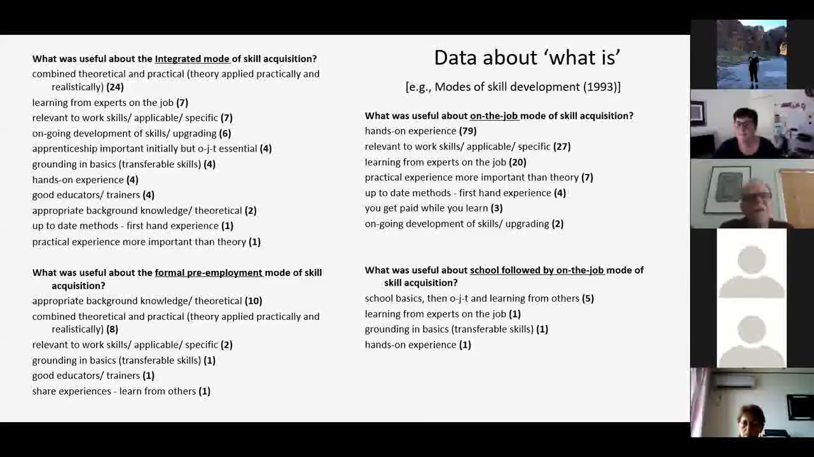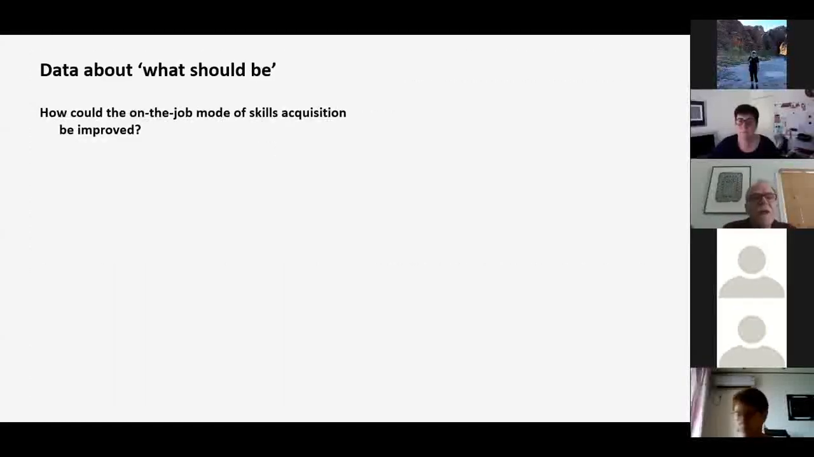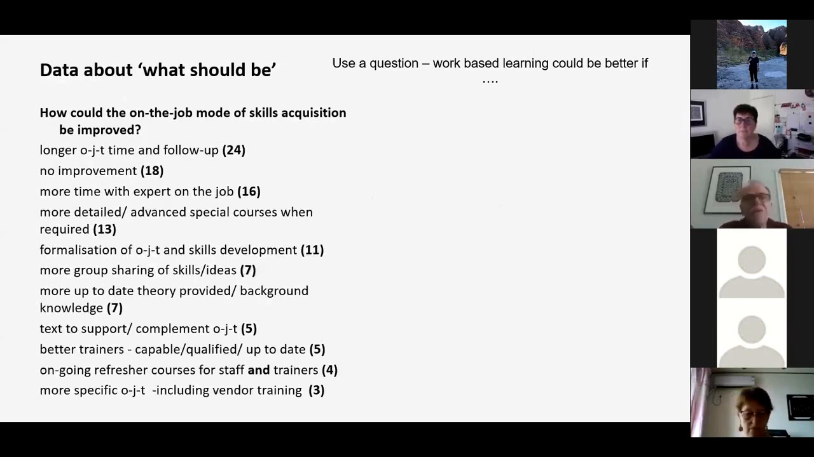So you get these responses, and you know that some are more important than others. However, it's also important to remember that even though some of the frequencies are low, they might be particularly important for particular kinds of learners or for particular kinds of learning. So then I gathered some data about the speculative stuff. How should a particular mode be improved? And this one is the on-the-job one. You'll see here there's a list of responses, and some are valued more than others. For instance, the second one there, where people say, look, it's so good, there's no improvement. You get that kind of response.